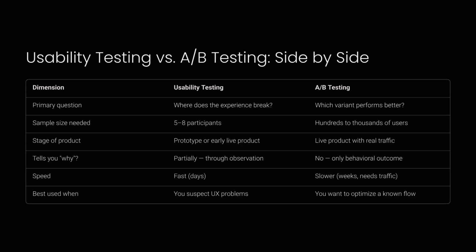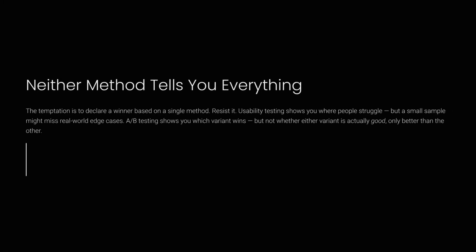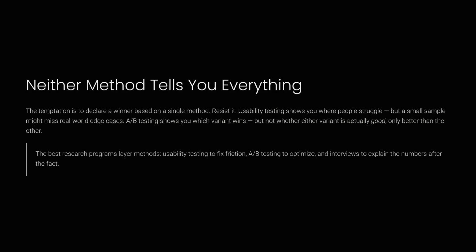This table highlights the differences side by side. Usability testing is fast and small-scale for finding UX issues, while A/B testing is slower and needs large traffic to optimize a known flow. Neither method is a silver bullet. The best approach is to layer these methods. Use usability testing to fix friction, A/B testing to optimize, and interviews to explain the numbers behind your results.